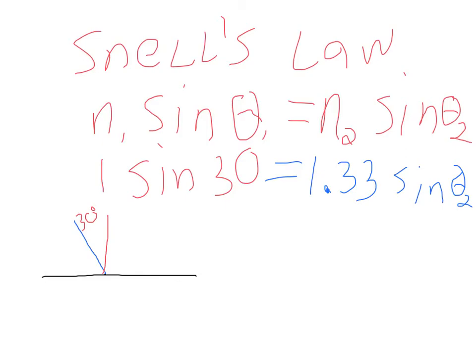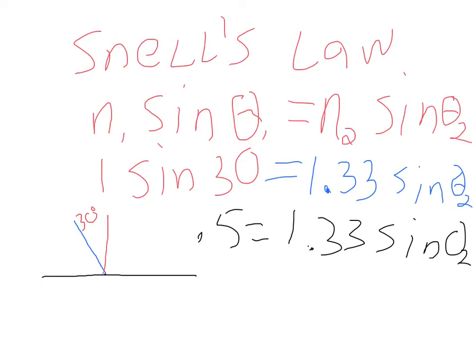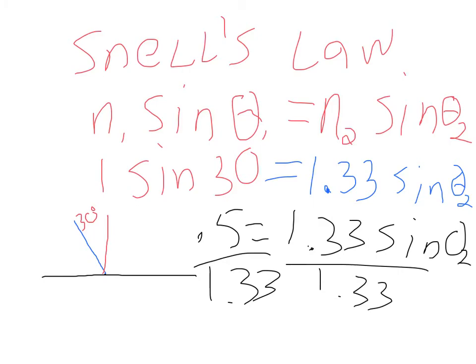You can find the left side of the equation. 1 times sine of 30 is just 0.5. I'm just going to write the rest. 1.33 times sine theta 2. To get rid of the 1.33, we could divide on both sides. When you do that, you get 0.37 equals sine theta 2. In order to find that, you do the inverse sine, the sine^-1 button, and your answer is about 21.7 degrees.